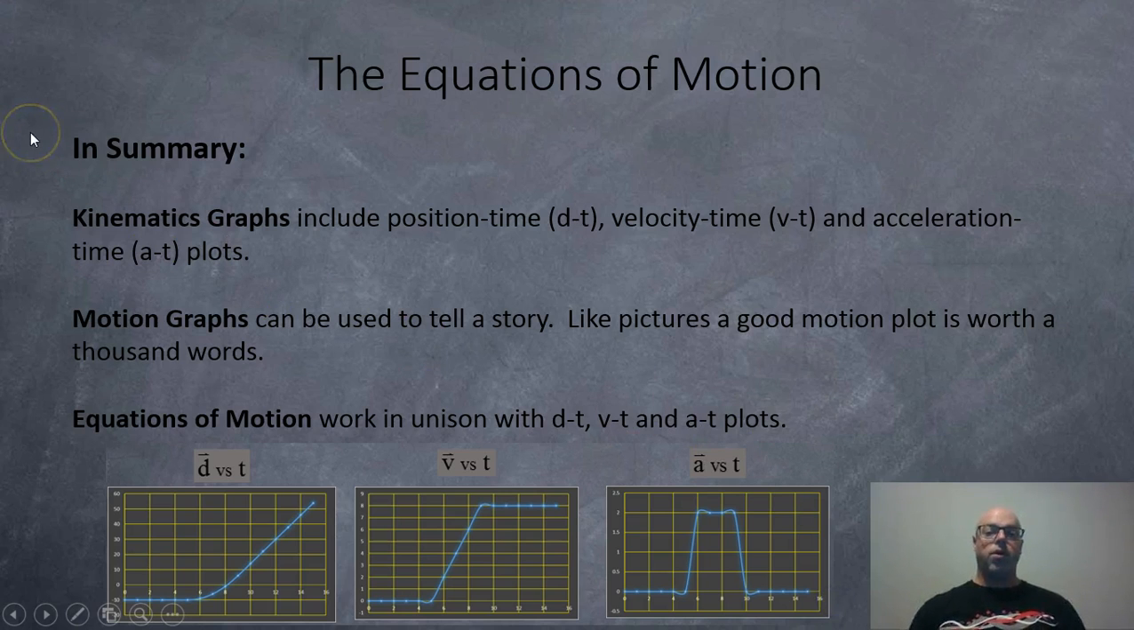So in summary, the equations of motion can be used to make graphs. These graphs include position time plots, velocity time plots, and acceleration time plots. And these graphs can be used to tell a story. Like pictures, a good motion plot is worth 1,000 words. So equations of motion do work in unison with the different kinds of plots.